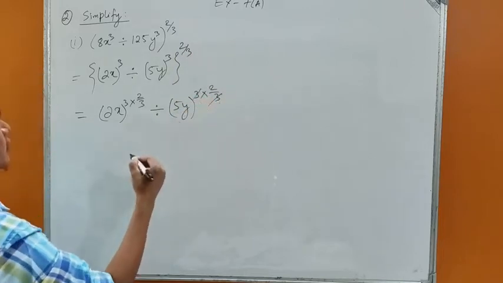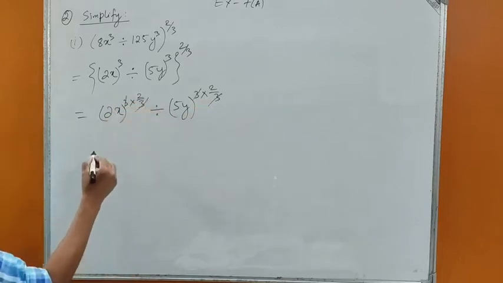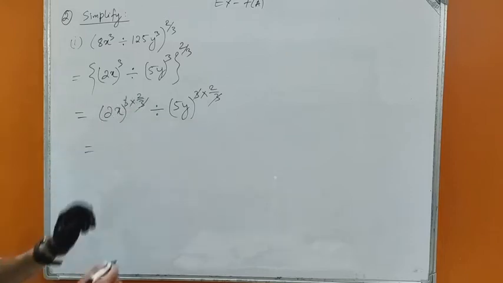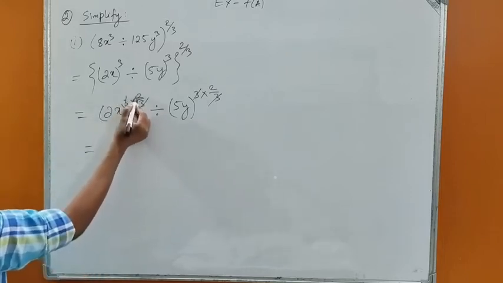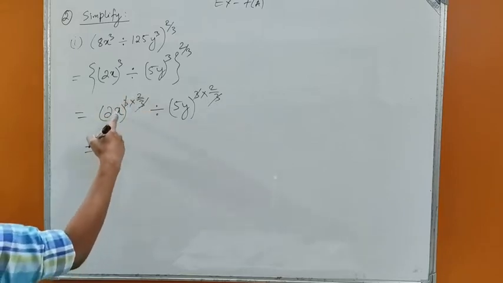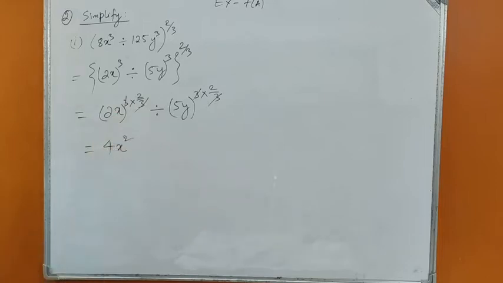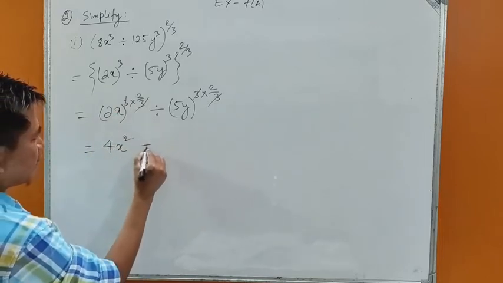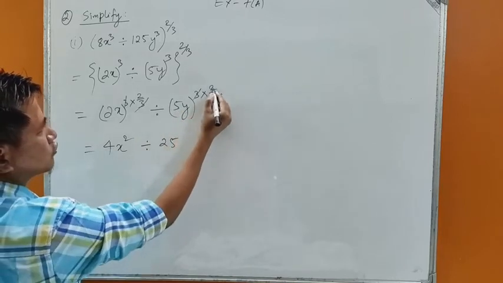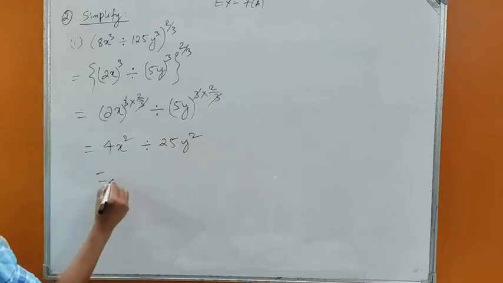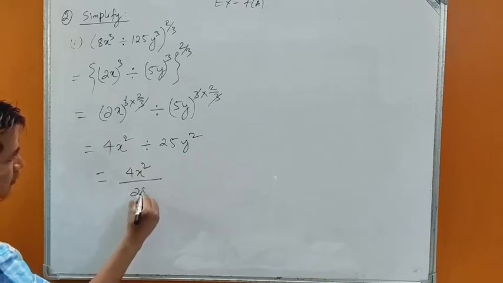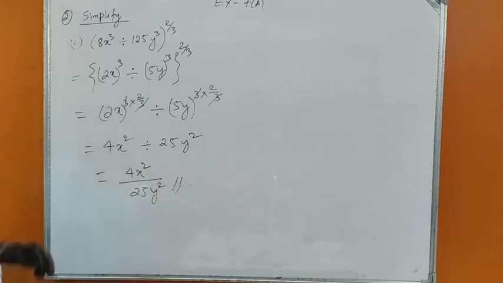So this 3 and 3 gets cancelled, and 3 and 3 gets cancelled. So now we have 2x whole square, isn't it? 3 cancelled, 2 is still remaining. So 2 square is 4, x square means x square, divided by 5 square means 25 and y square means y square. So this gives us 4x square upon 25y square. So this is the answer for question number 1 of 2.